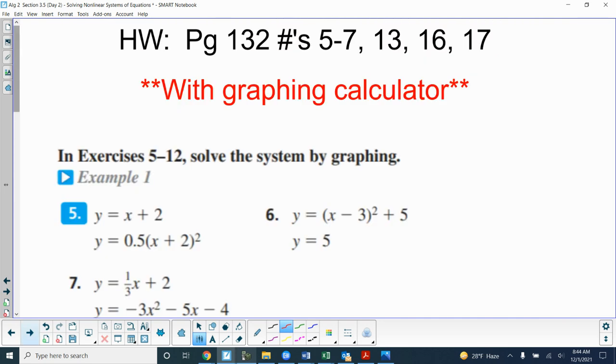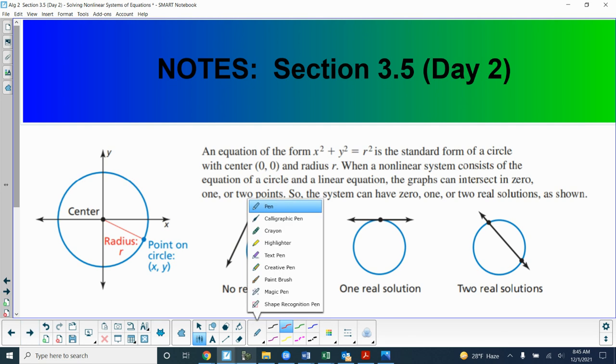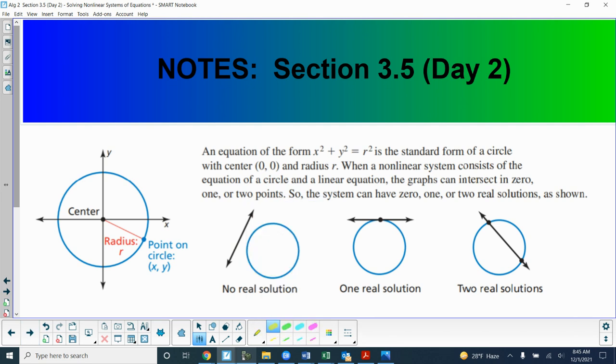Yesterday we had a line and a parabola, or 2 parabolas, right? Well, today you're going to look at a circle as well. Okay? So the basic or standard form of the equation of a circle is this: x squared plus y squared equals r squared.